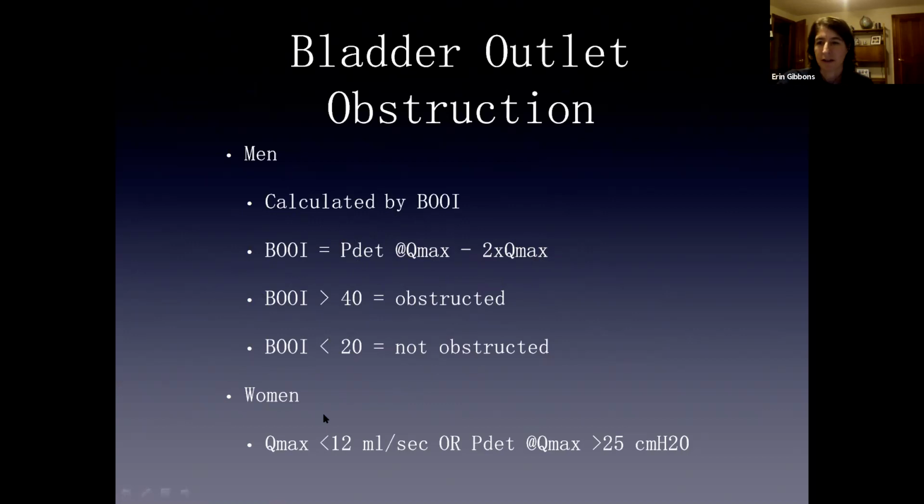Women is a little bit different. I think you can look at this in a woman who's already had maybe a sling done previously and now is having new symptoms afterwards, such as urgency, urge incontinence, and is their sling obstructing them? So if you think of it in a woman with no prostate, obviously, they should be able to have a very high flow of their urine when they void. So a low Qmax under 12 is usually a sign of obstruction in a woman, or a very high detrusor pressure at their best flow. So a detrusor pressure of 25 or more at their max flow can be a sign of obstruction in a woman.